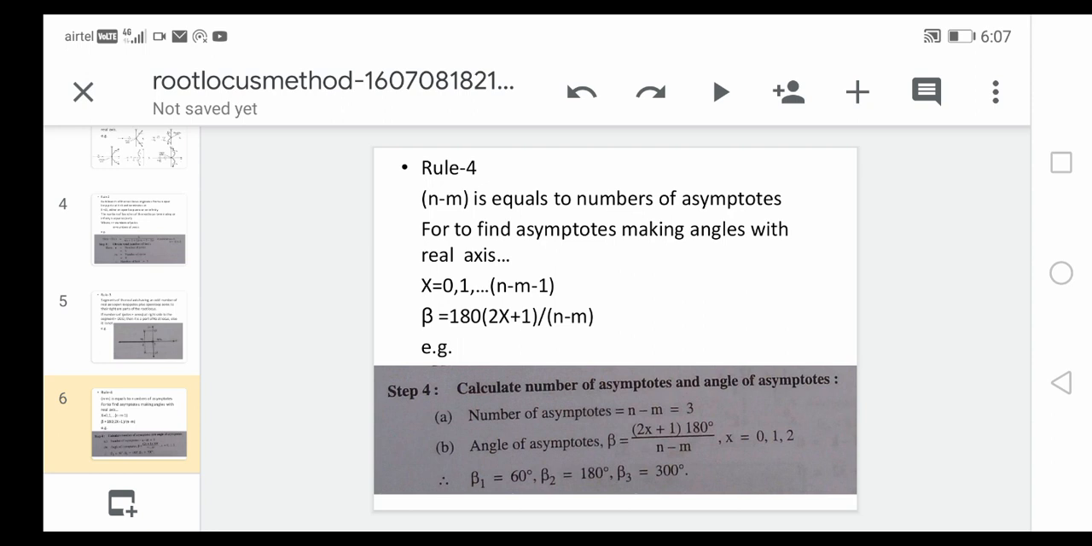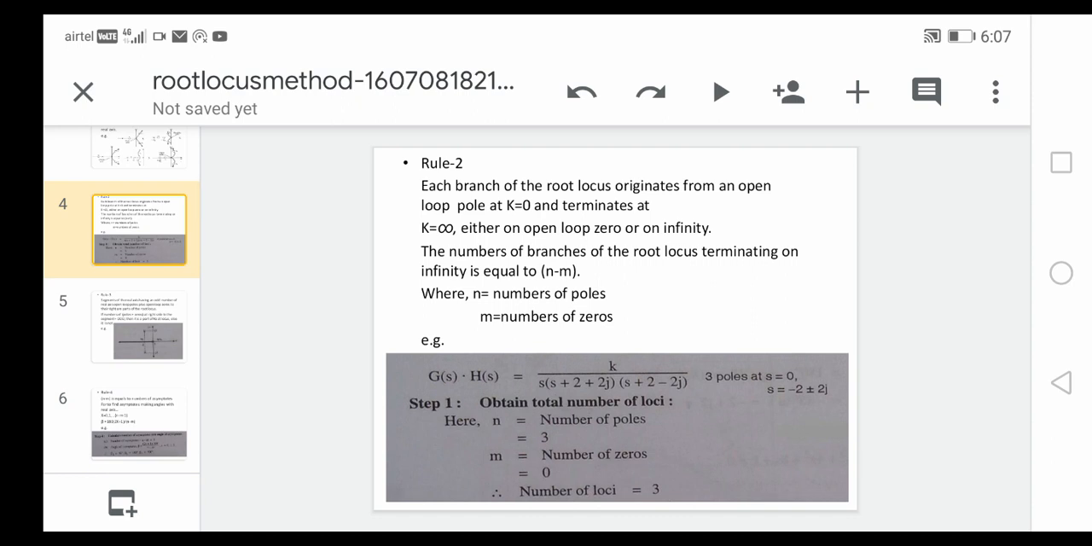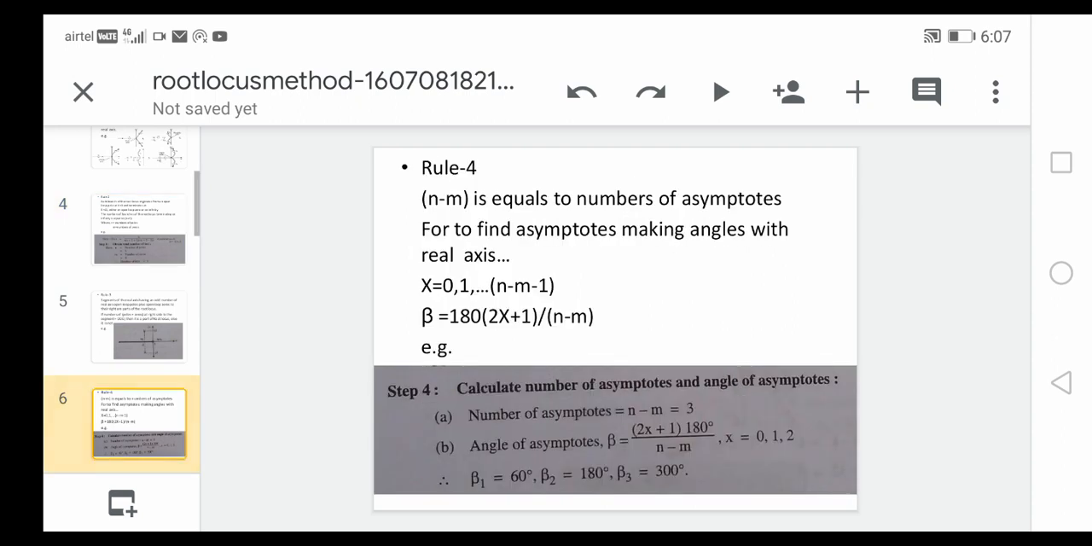In the last case, how many poles are there? 3 poles. How many zeros are there? 1 zero. So the number of poles minus the number of zeros is 3, so the number of asymptotes will become 3. Now, we are going to get 3 angles of asymptotes: beta 1, beta 2 and beta 3.